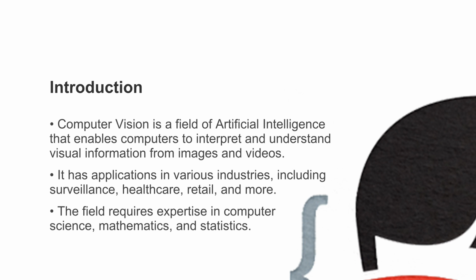That sounds incredible. I've seen examples of self-driving cars, facial recognition systems, and object detection in security cameras. But how does computer vision make all this possible?